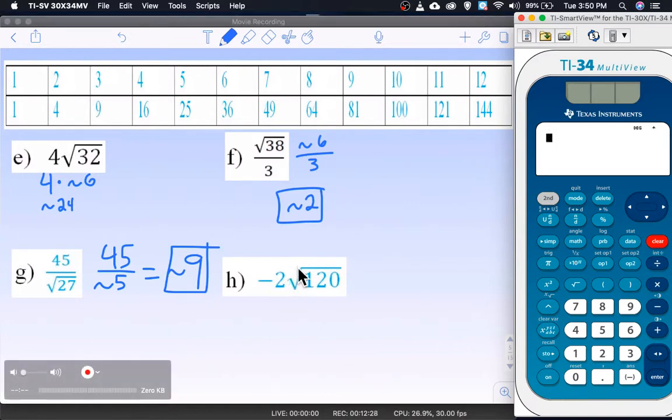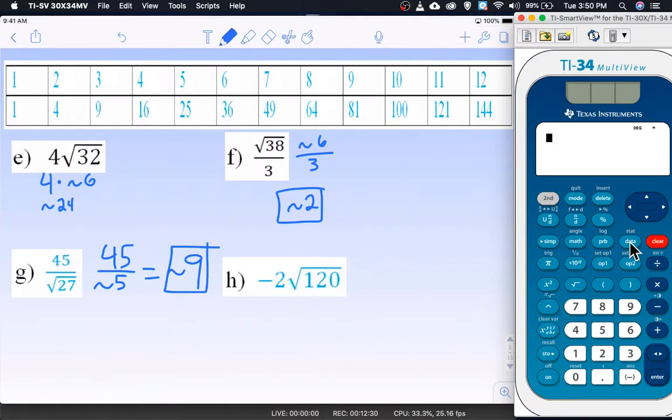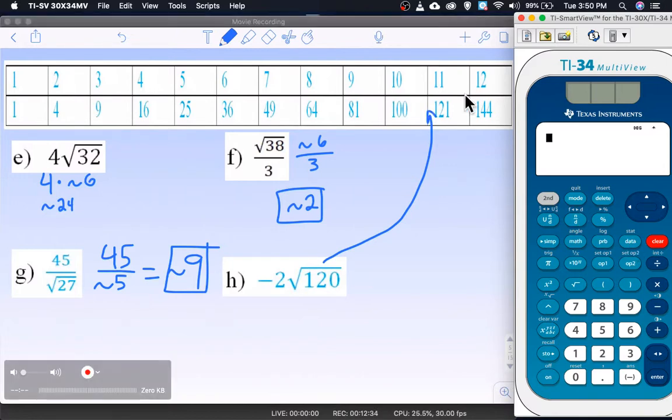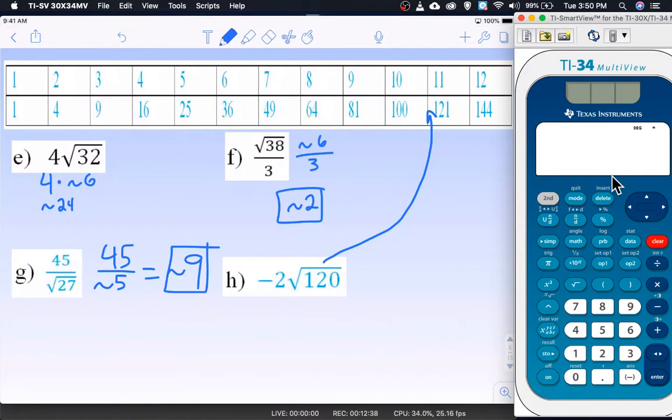Letter H, square root of 120. Right about there, very, very close to 121. So I'm going to estimate this piece is 11. And then when I multiply that by negative 2, I'm going to get negative 22, or at least about negative 22. That was my estimation.